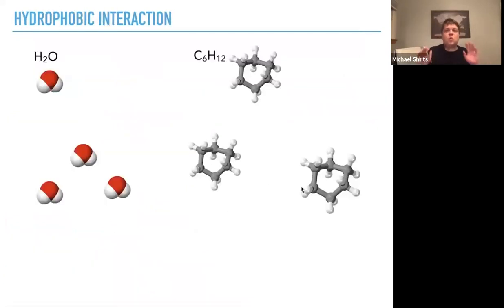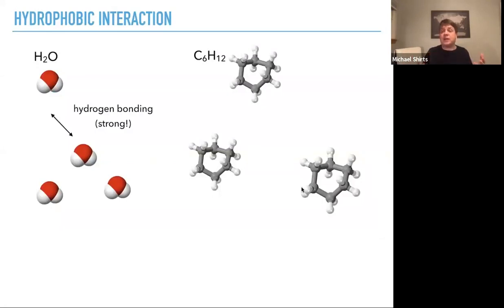Okay. So there's one other interaction that I think is useful to talk about that you hear a lot about, but is really just these other interactions in disguise. You might have heard of the hydrophobic interaction, right? How come water and oil don't mix? And the reason is there's no special interaction here. It's just a combination of the other interactions.